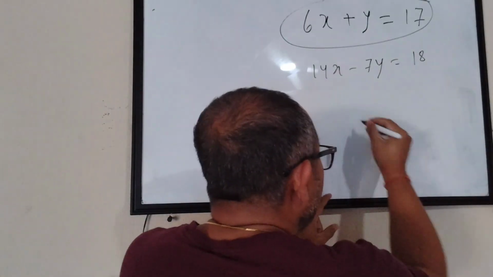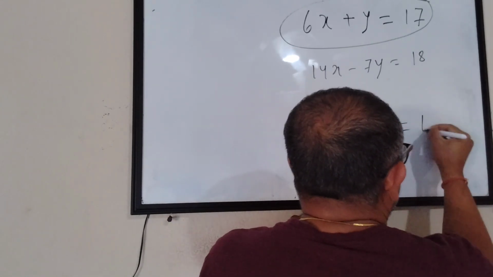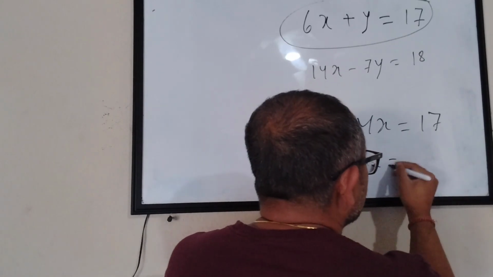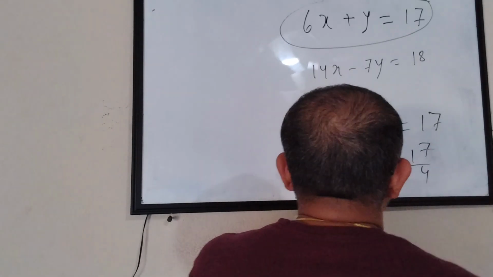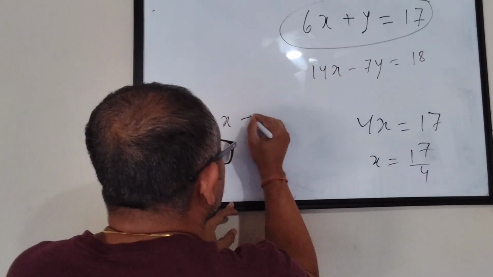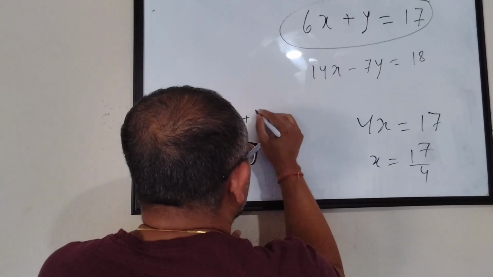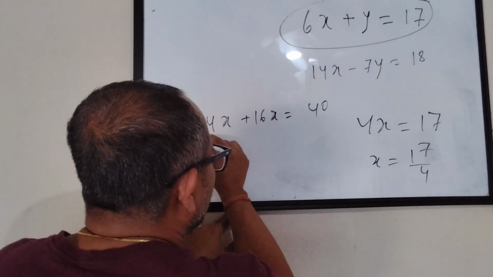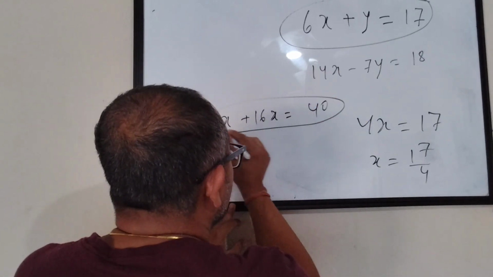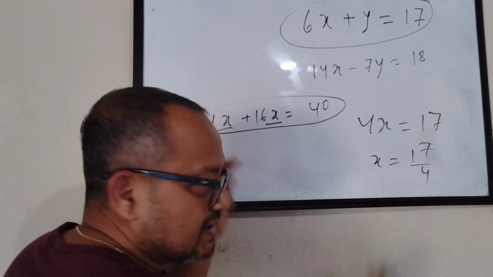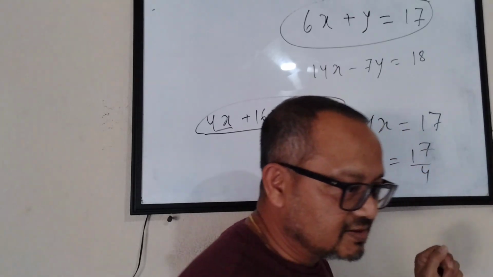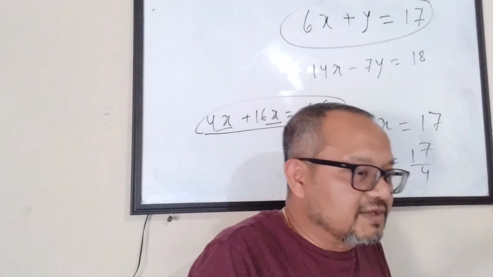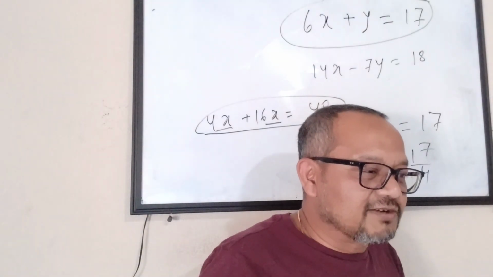Let's say I have 4x equal to 17, I'll just say x equals 17 by 4. If I have 4x plus 16x equals 40, I know that now I have come to a point where I have one equation with both the variables being the same. I can just add them up together and find the solution. This is my desired state, or our desired state. My desired state could be different.